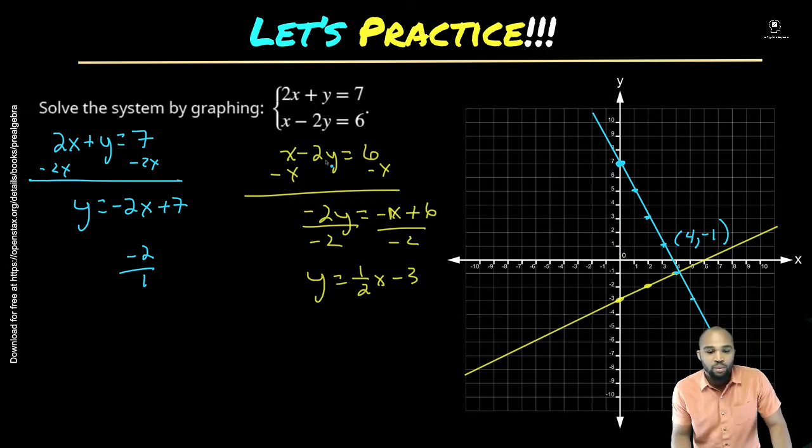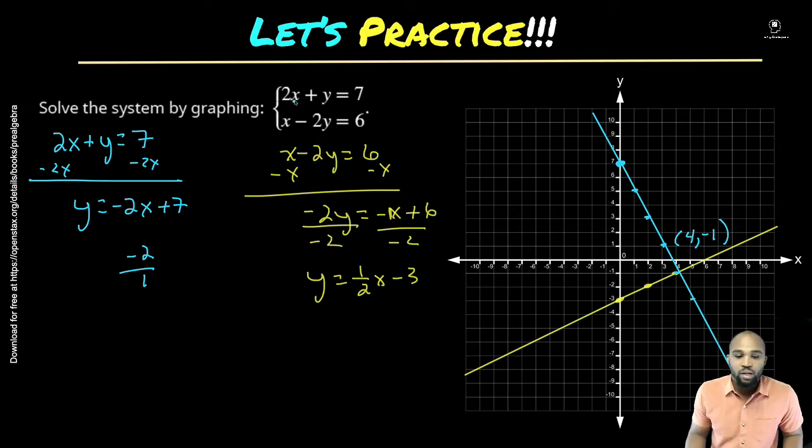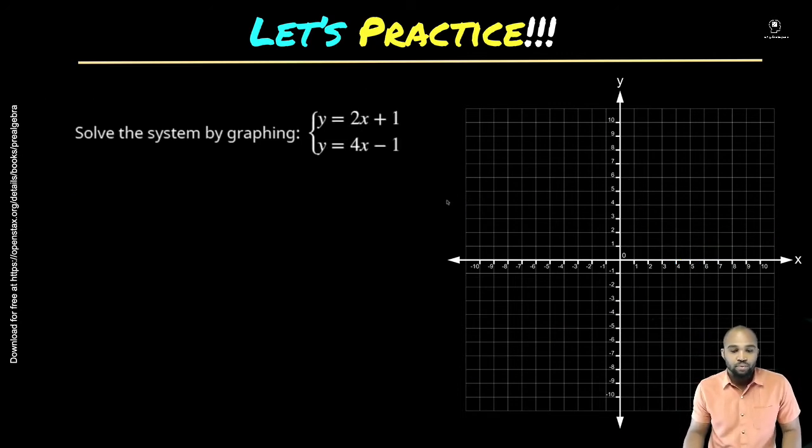That's the point that they both share. And you could check it by simply plugging in 4 for x and -1 for y down here, and see that they both give you the exact same answer. So that's how we're going to solve using graphs.